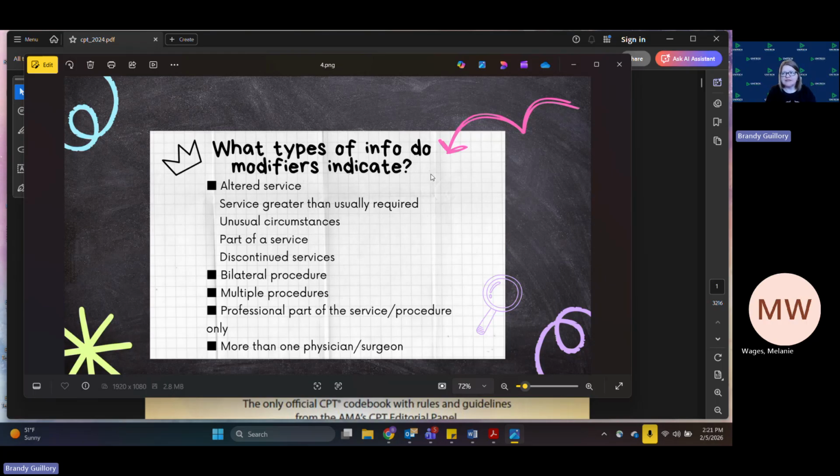Okay. Like, let's say they're going in to have a tumor removed. Well, while they're in there, they find multiple tumors and they decide to take them all out at the same time. Well, when they originally planned this procedure, it was for one. Taking out multiple is more than originally planned. So you have to report that with a modifier.